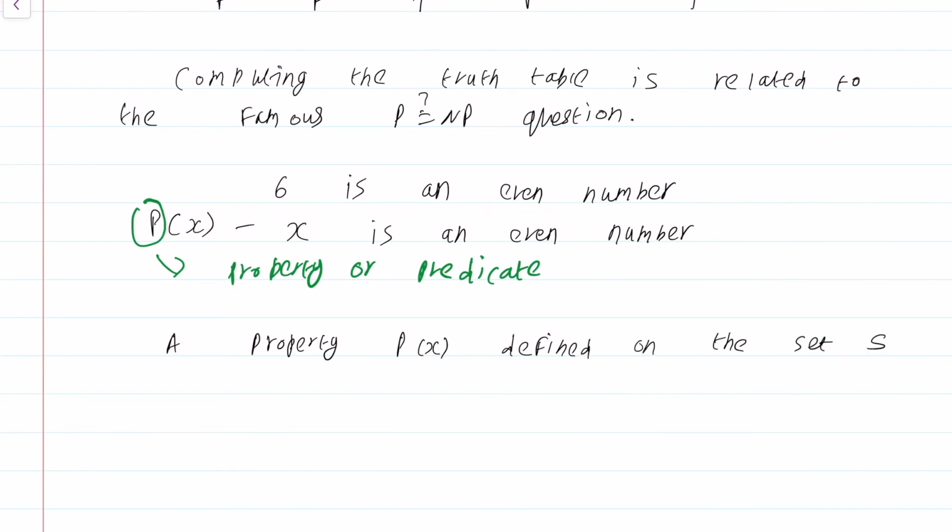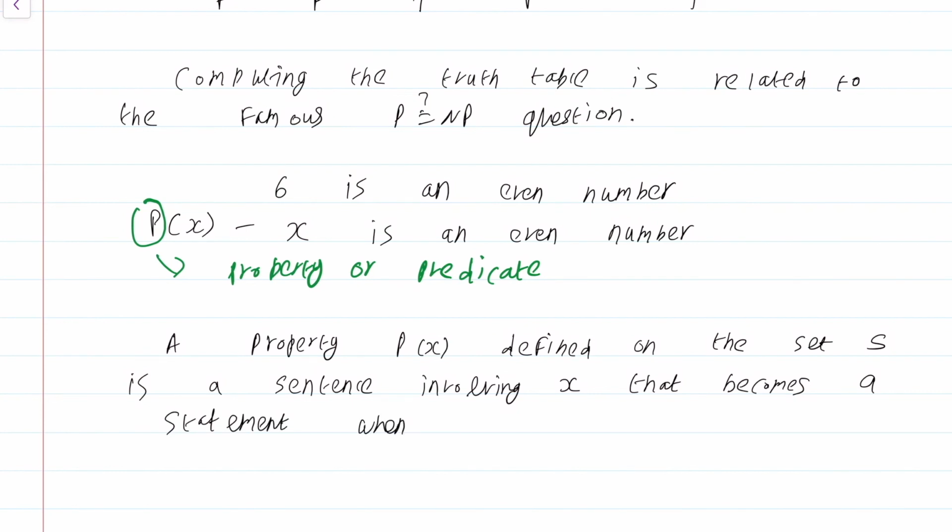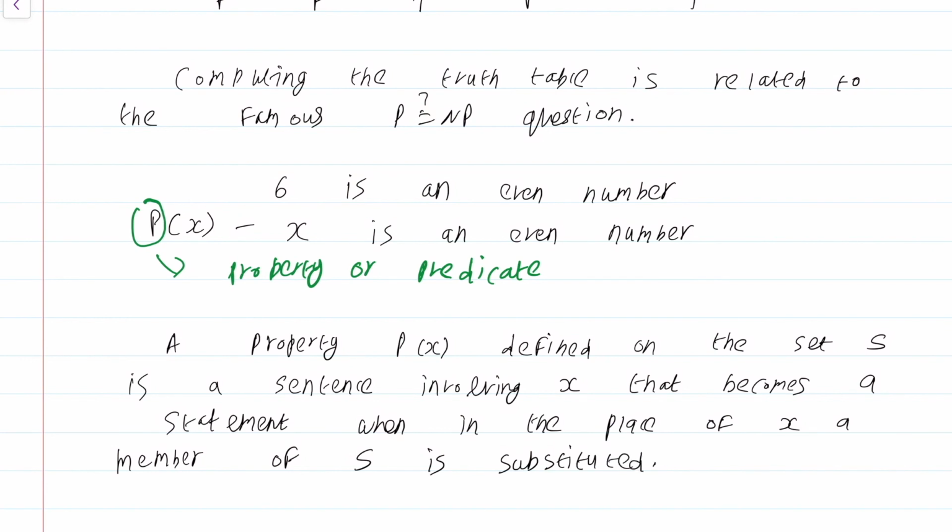is a sentence involving x that becomes a statement when, in the place of x, a member of S is substituted. So a predicate is a sentence that by itself is not a statement. There is a placeholder x. In the place of x, you can substitute members of a set S. Once you do that, you get a statement.